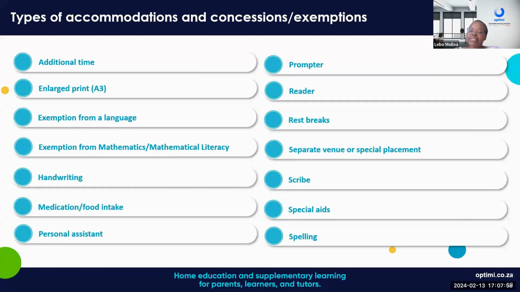We have rest breaks. We have a separate venue or special placement for learners, where a learner could be in a different room altogether or placed in a different section of the exam room. We have scribes. We have medication or food intake. We have spelling concessions, where spelling is not accounted for, where the learner needs such an accommodation. And we have enlarged print or then exemption from a language, as I've touched on before.